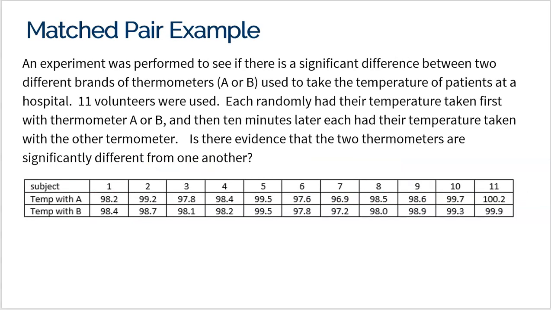So here's a great example of a matched pair example. An experiment was performed to see if there's a significant difference between two different brands of thermometers, A or B, used to take the temperature of patients at a hospital. So 11 volunteers are used. Each randomly had their temperature taken first with thermometer A or B. Like, Judy came up and we said, all right, Judy, we're going to randomly determine which thermometer to use first for Judy. We're going to give her that thermometer, take her temperature, wait 10 minutes, and then take the temperature with the other thermometer. And then when David comes in, we're going to do the same thing, randomly determine which one he gets first. So at the end of the day, every subject got their temperature taken with thermometer A and thermometer B.